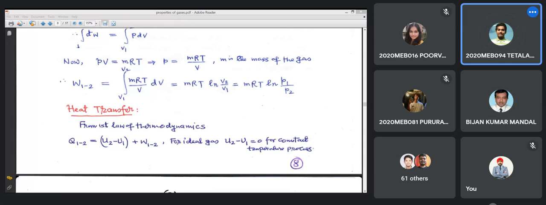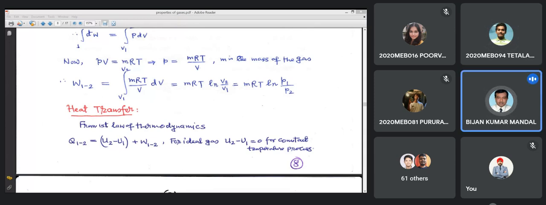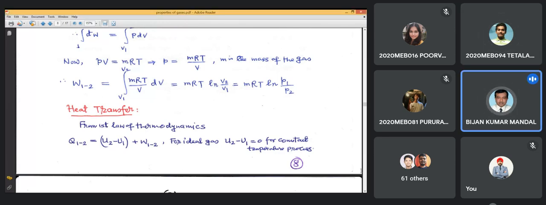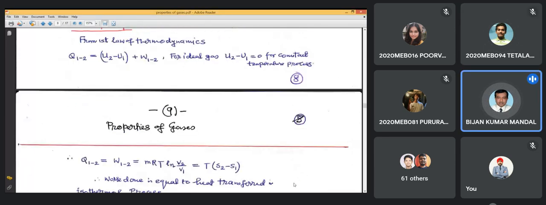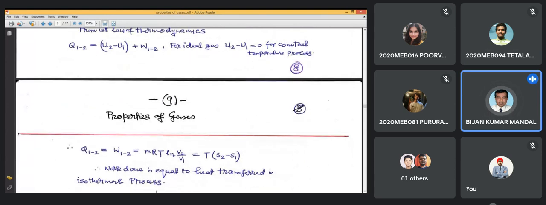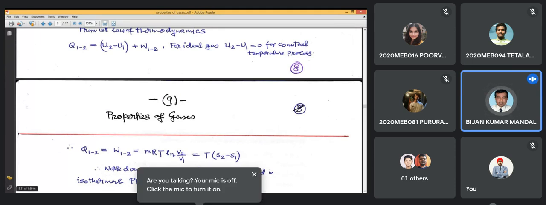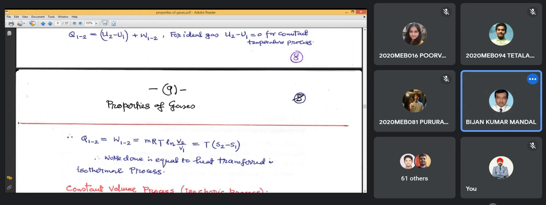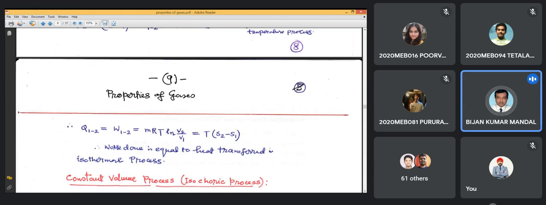Joule's law, right? So that is Joule's law. So that's why this term is 0. Therefore, Q12 is equal to W12, and we have already got the value of W12, that is mRT ln V2 by V1. And also we know that heat transfer is equal to the integration of TdS. T being constant, it will be T into S2 minus S1. So work done is equal to the heat transfer in an isothermal process.